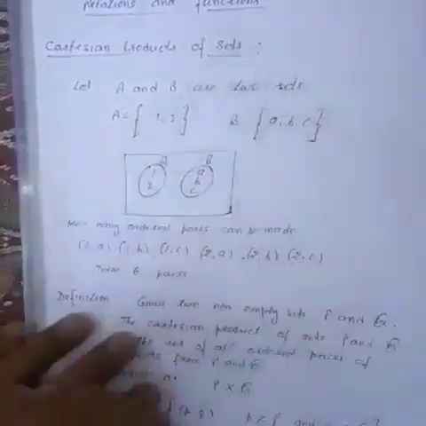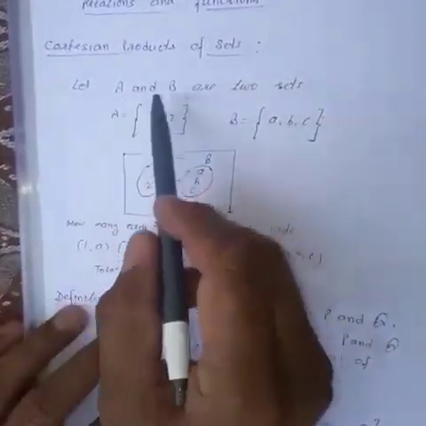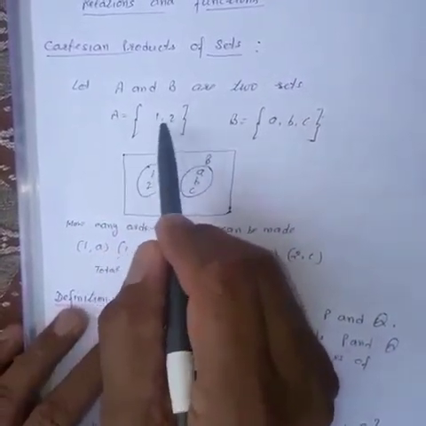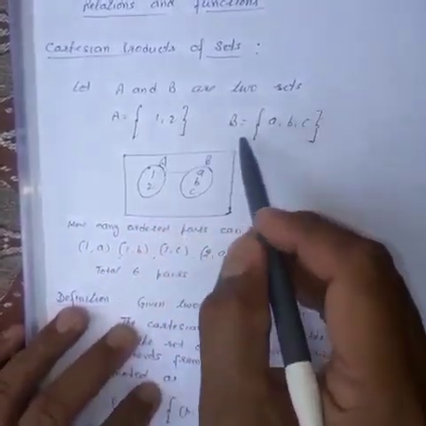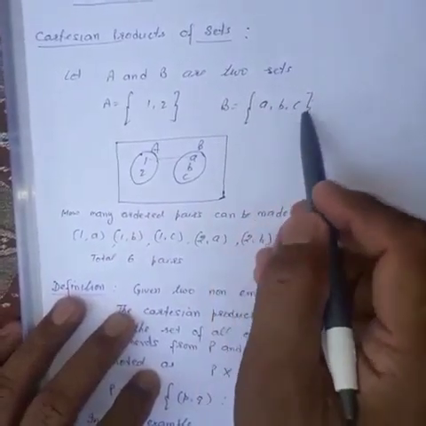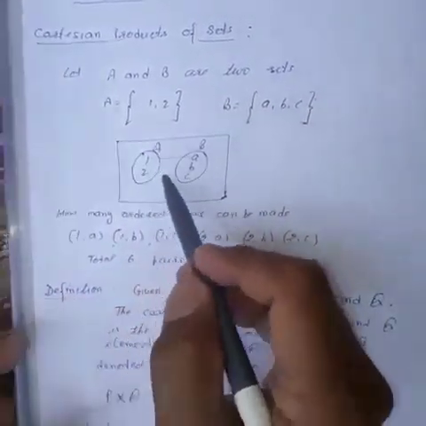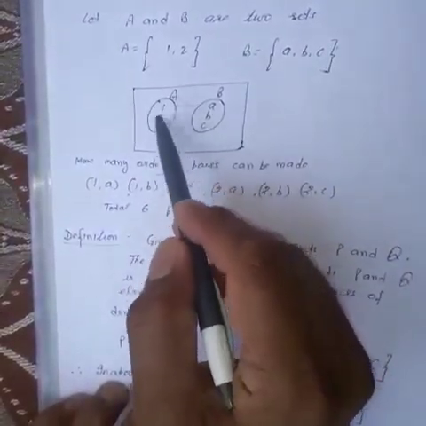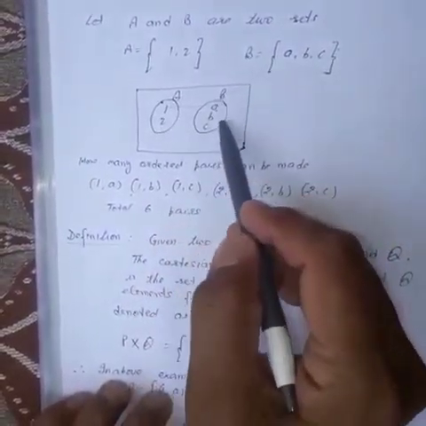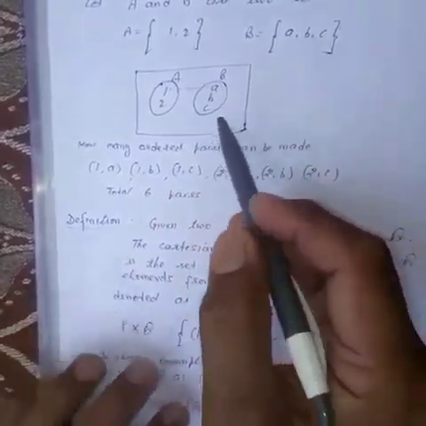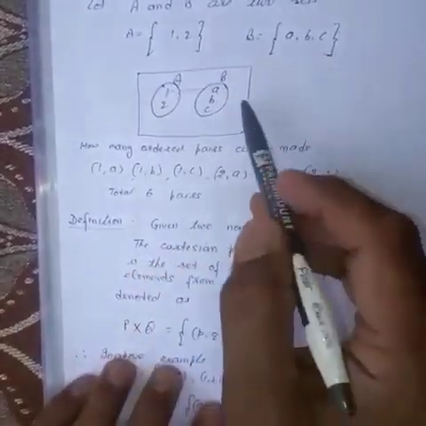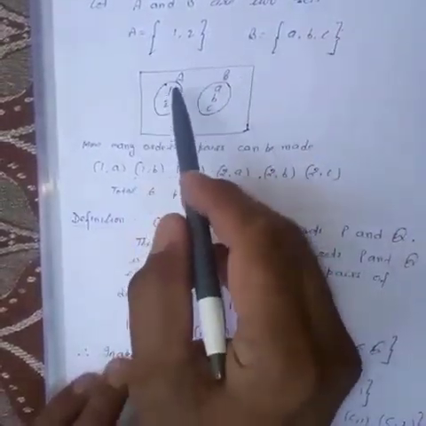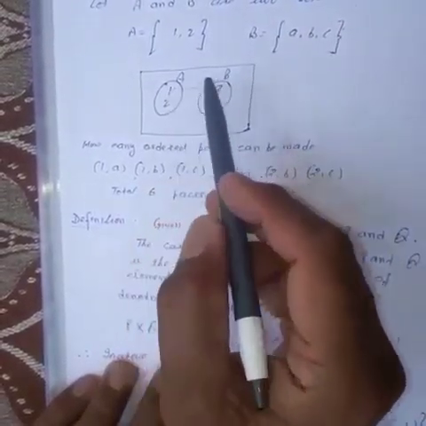To understand this, consider two sets A and B. Let A be a set of elements 1 and 2, and B be another set containing elements a, b, c. Now these are the sets. This is a Venn diagram. This is set A containing elements 1, 2, and B containing a few elements. Now how many ordered pairs can be made out of these two sets? Ordered pair means we will write down, suppose we start making pairs.